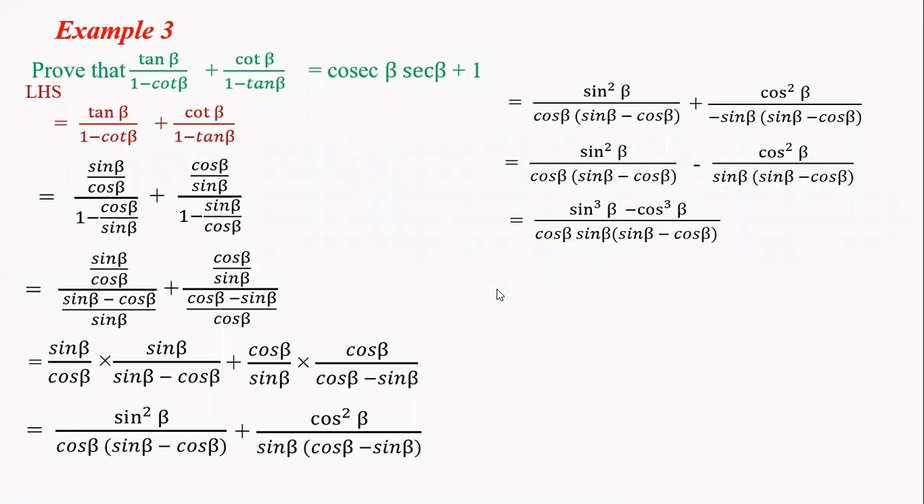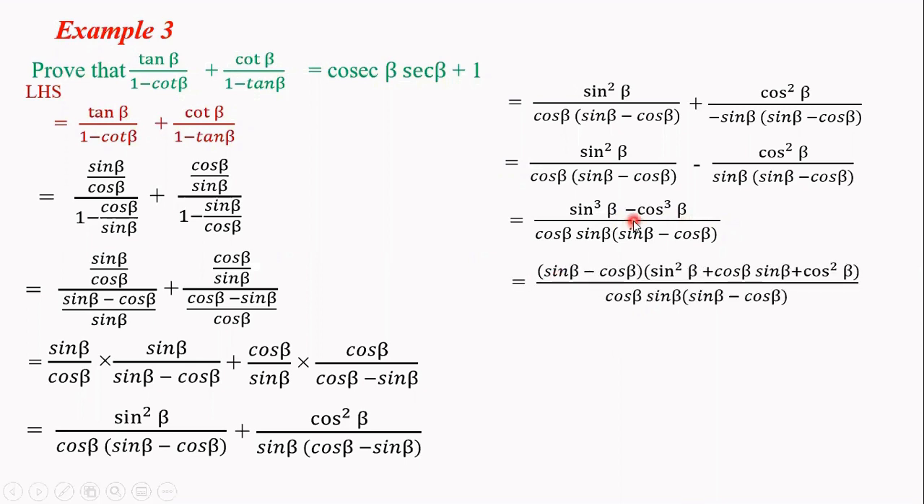Now we have in the numerator sine cube beta minus cos cube beta. Using the formula of a cube minus b cube, we have sine beta minus cos beta, sine square beta plus sine beta cos beta and cos square beta. In this step, we use the formula for sine cube beta minus cos cube beta, and it is in the form of a cube minus b cube. So we have used the formula of a cube minus b cube.